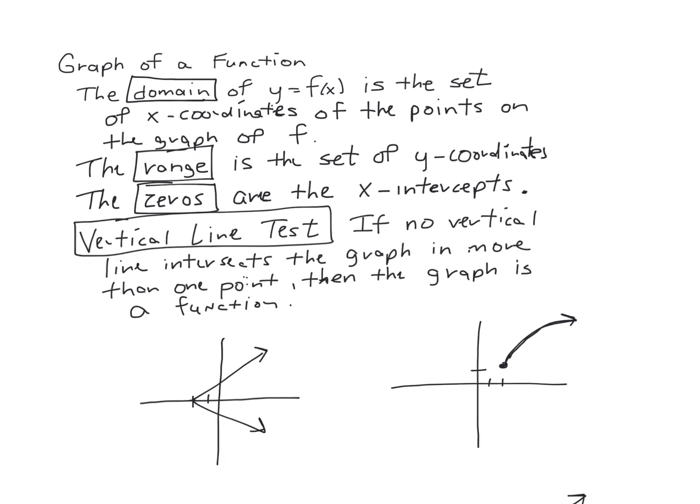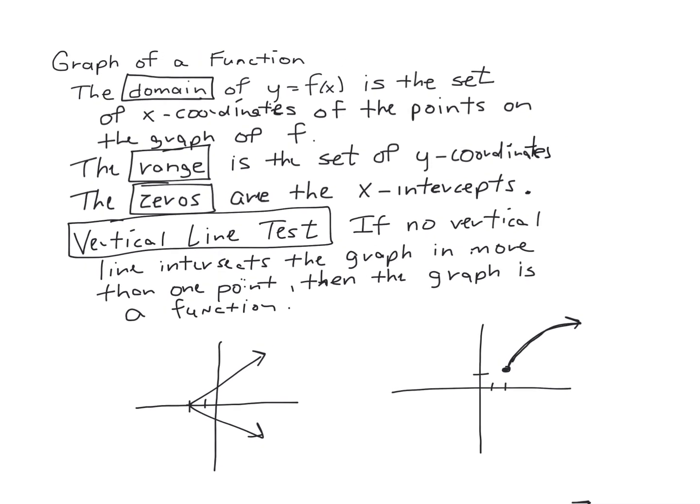So dealing with the graph of a function, the domain of y equals f of x is the set of the x coordinates, any potential x coordinate, and the range is the set of y coordinates. The zeros of the function would be the x-intercepts. And then a very important test is the vertical line test, which says if no vertical line intersects the graph in more than one point, then the graph is a function.